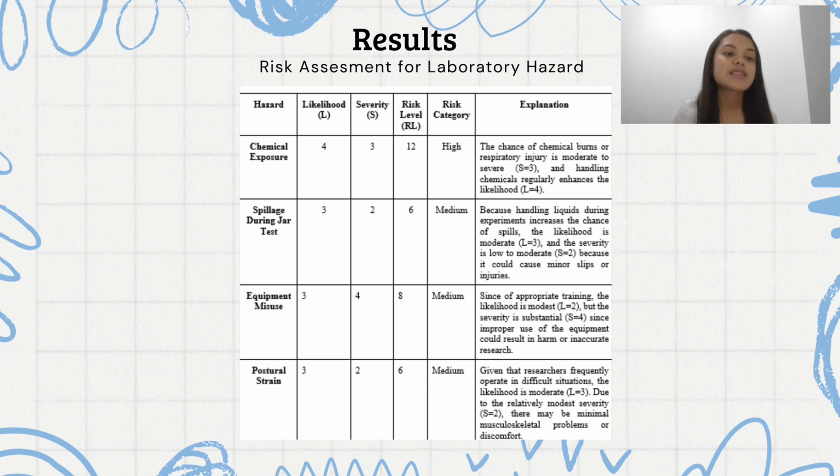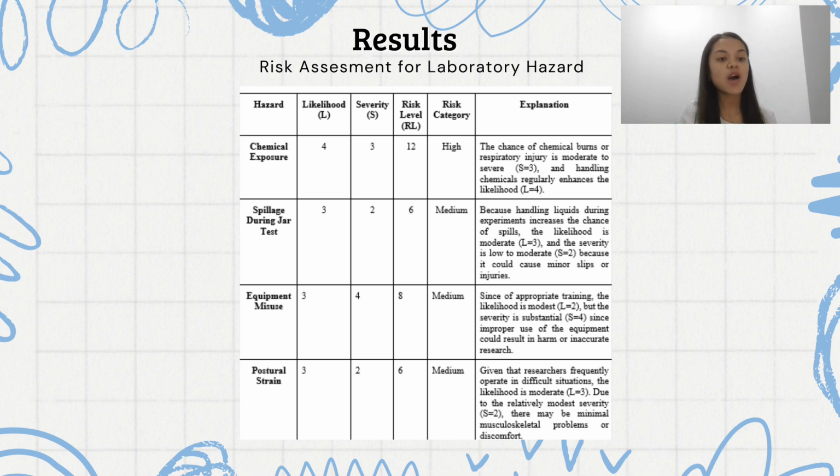The first one is assessing the likelihood. So, the likelihood that an incident will result from a hazard, and usually a scale is used to measure the likelihood, with 1 denoting rare and 5 denoting almost certain. And the second one is assessing the severity, the degree of potential injury or damage brought on by the hazard. A scale is also used to rate the severity, with 1 denoting insignificant and 5 denoting catastrophic.